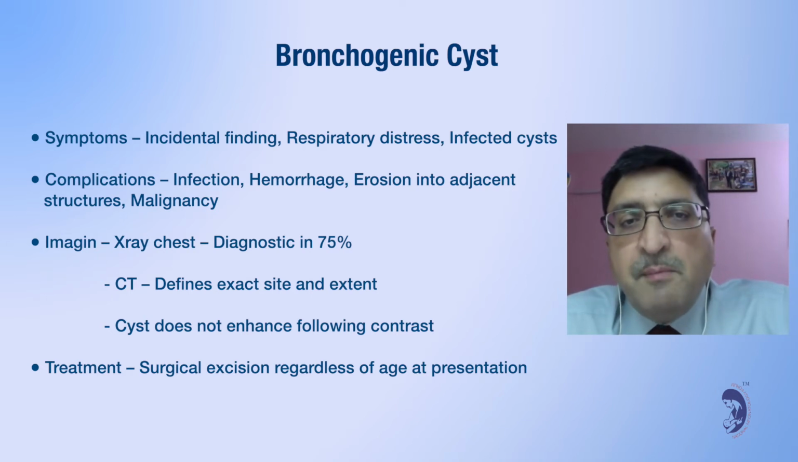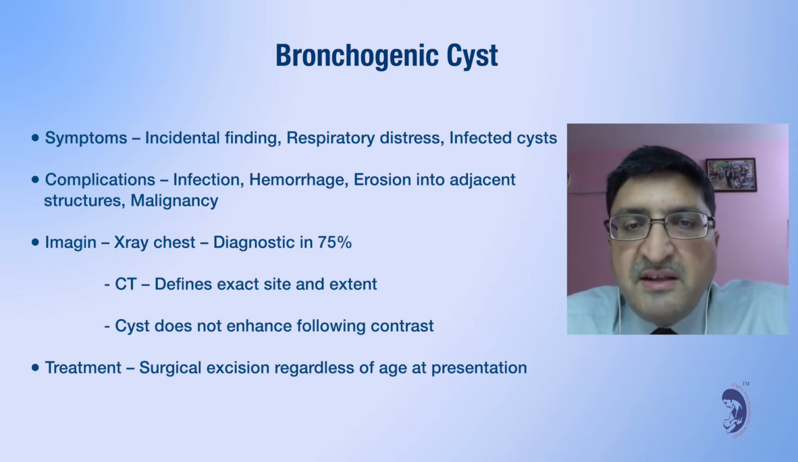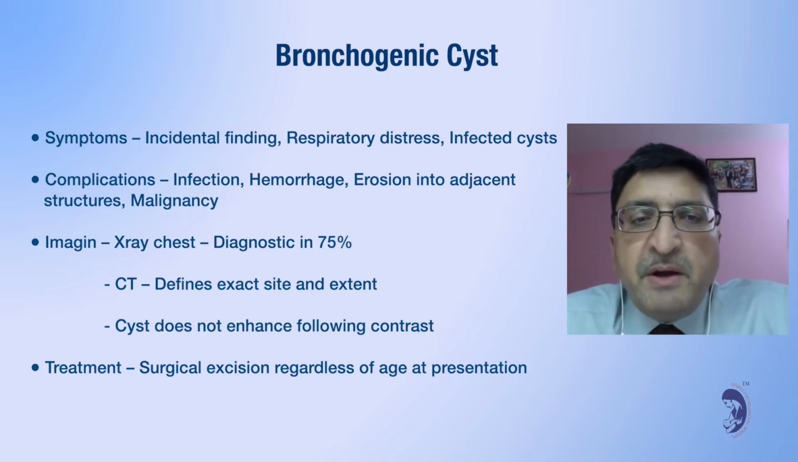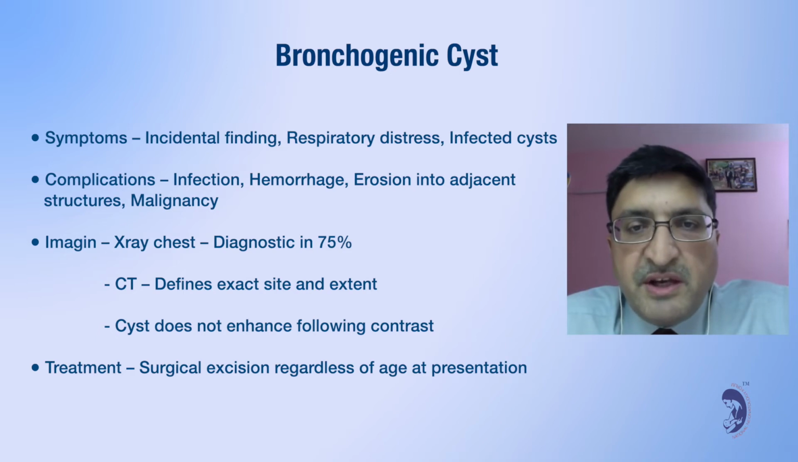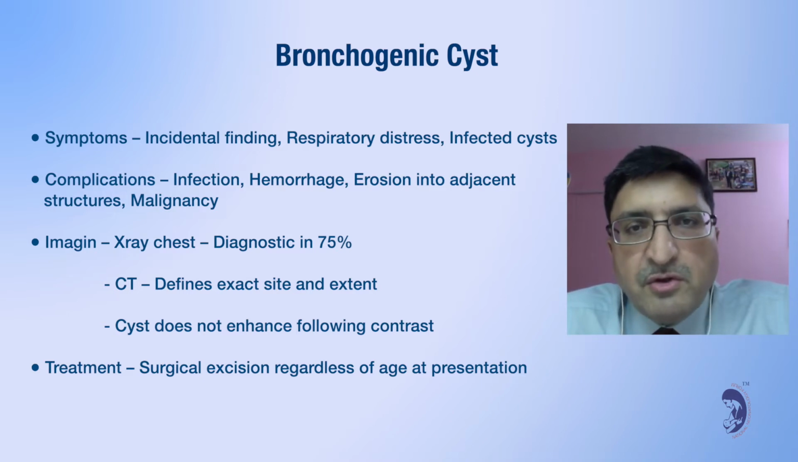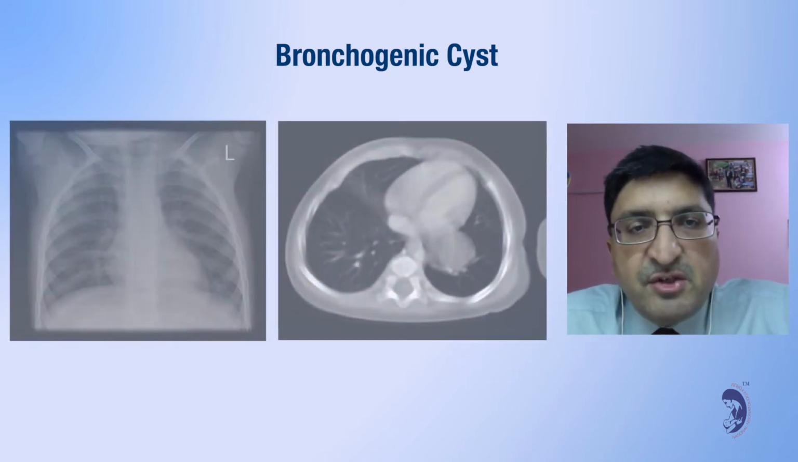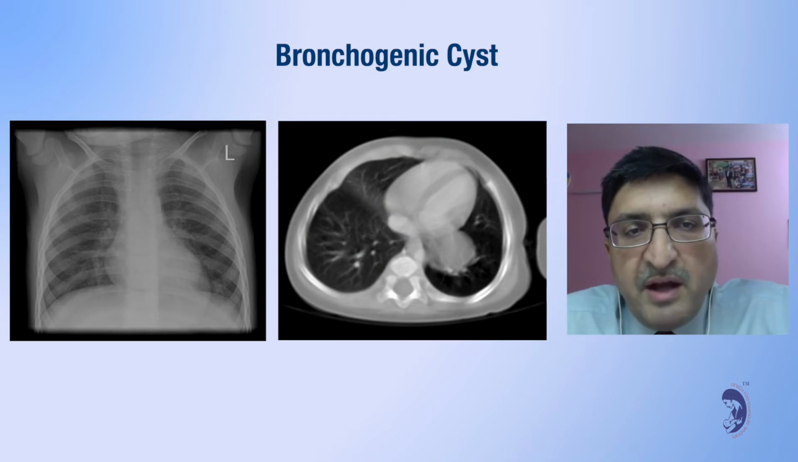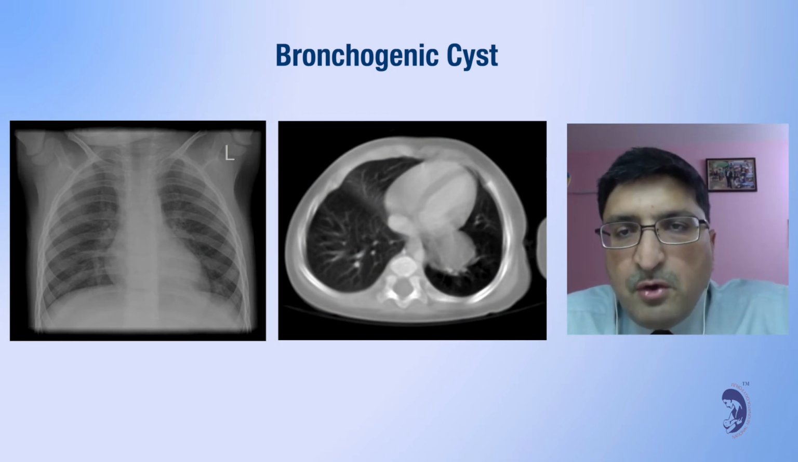And the important finding on a CT scan is that the cyst does not enhance following contrast administration. Treatment of bronchogenic cyst is surgical excision regardless of the age at presentation, and many a time this can also be done by minimally invasive surgery or video-assisted thoracoscopic surgery. This is the X-ray showing a bronchogenic cyst on the left behind the heart. This is the CT scan, which also nicely shows the bronchogenic cyst.